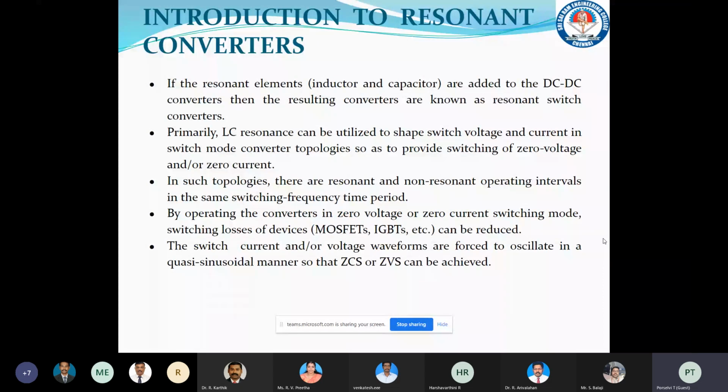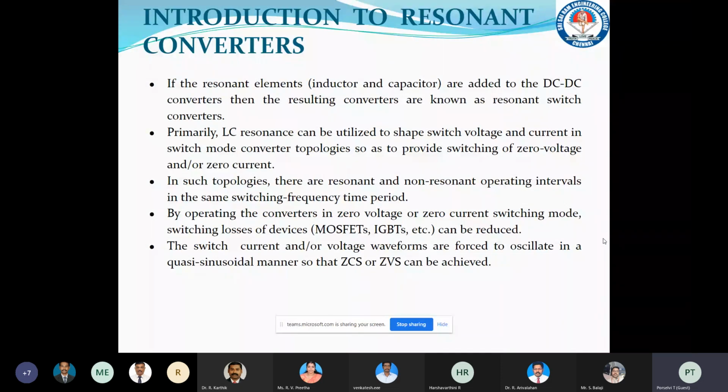So next, we are moving on to the next topic, which is resonant converters. Resonant converters are going to use L and C components in them. They are meant for achieving less switching losses. So we will be operating the switch either in the zero current switching or in the zero voltage switching in order to have the switching losses minimum, or in some cases we may even have zero switching losses.